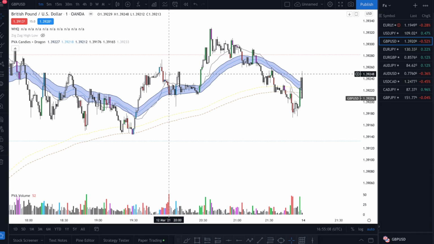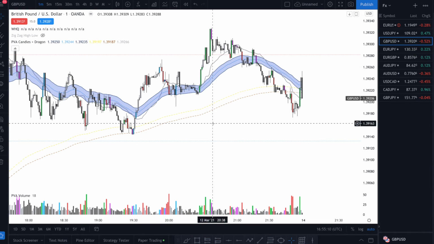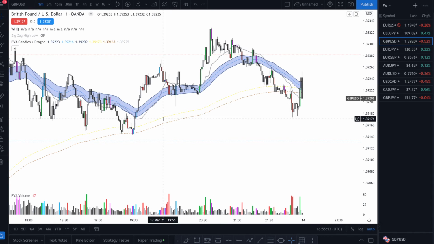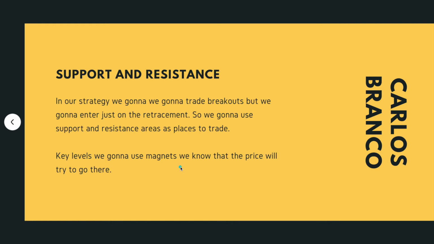So that's it about the volume. I'm gonna teach you how you can use the volume to trade. So stay tuned. Support and resistance.